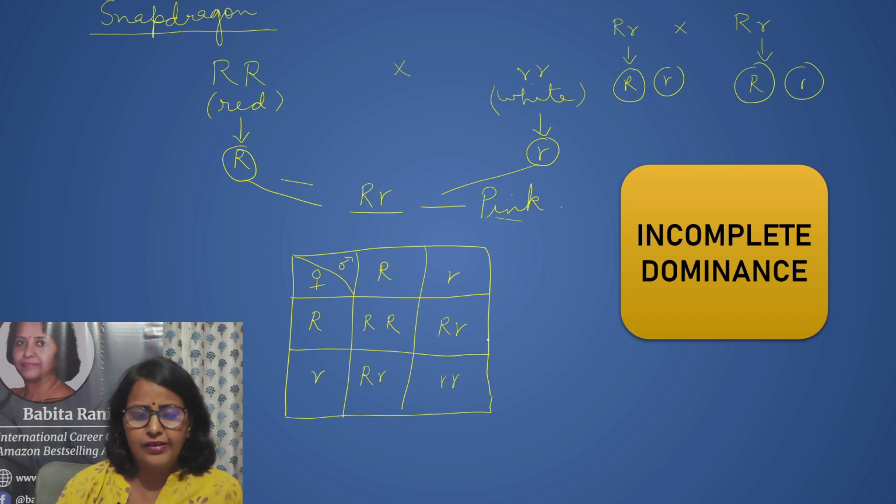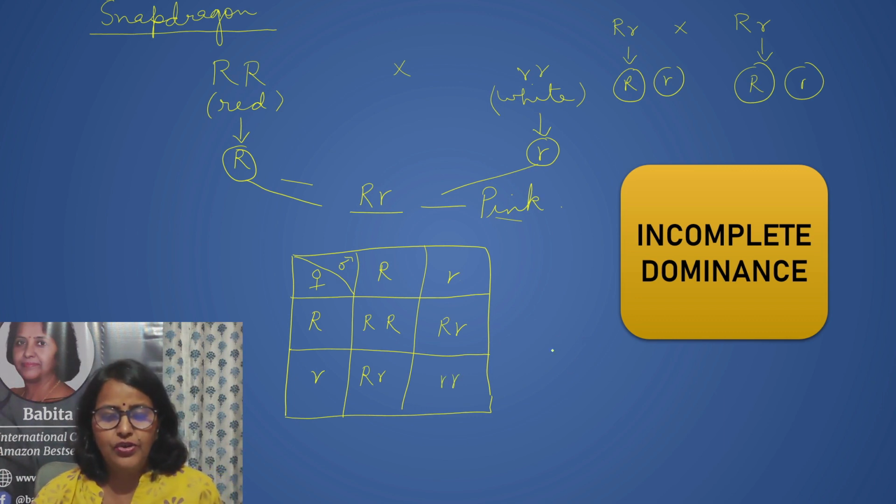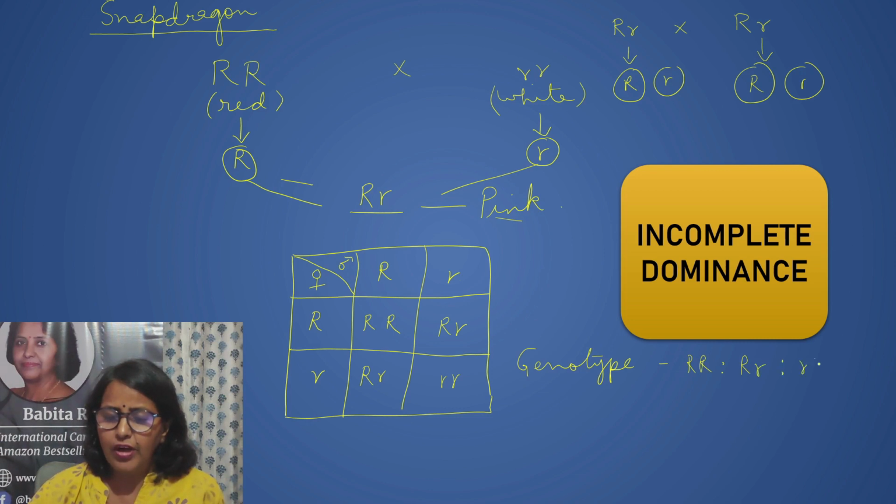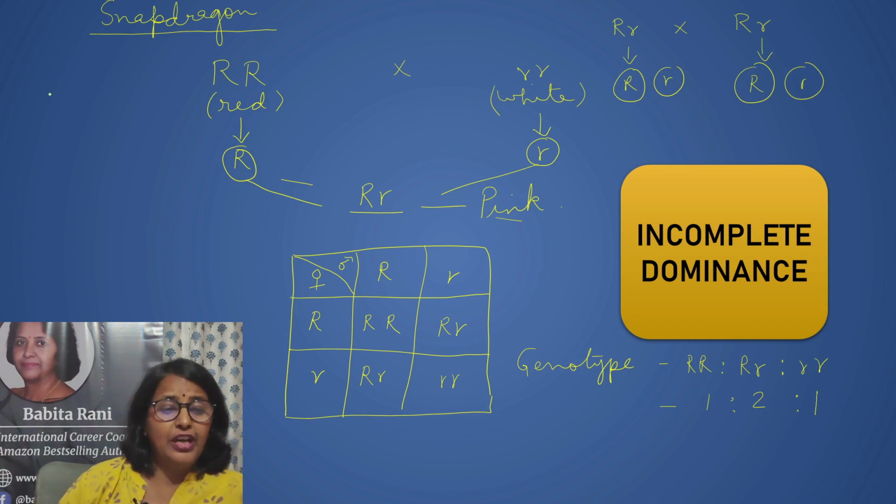So, small r small r. What is the ratio of genotype? If you remember, the complete dominance ratio of genotype was RR is to Rr is to small r small r. What is the ratio? 1 is to 2 is to 1. Let us see the phenotype ratio.